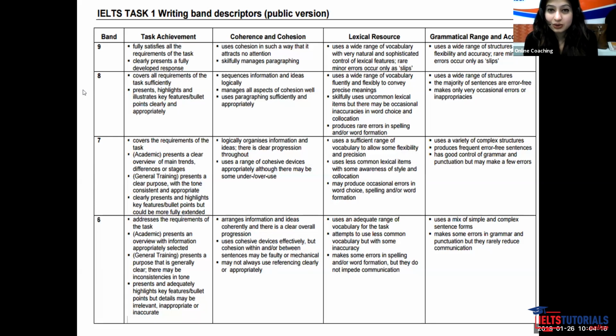Second thing, what I really want you to do is maintain the paragraphing very sufficiently. Sequence the information logically. Obviously, you do it one category at a time. Don't make it haphazard. You do it step by step. So that will help you get good marks.